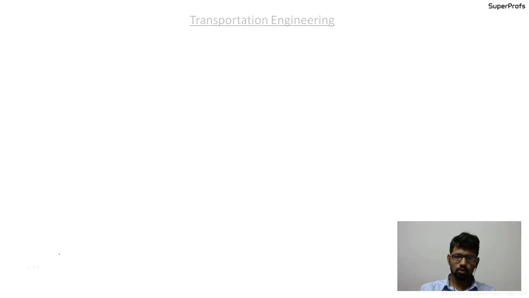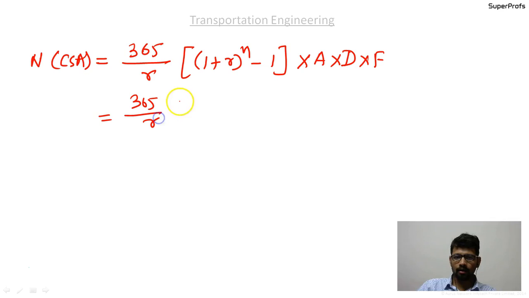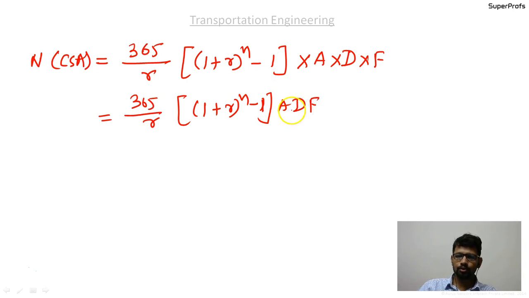The number of cumulative standard axles is given by this formula. Number of CSA is 365 by r, into (1 plus r) to the power n minus 1, into A into D into F. You may write it this way: 365 by r, (1 plus r) to the power n minus 1, into ADF simply, so that you can easily remember this.